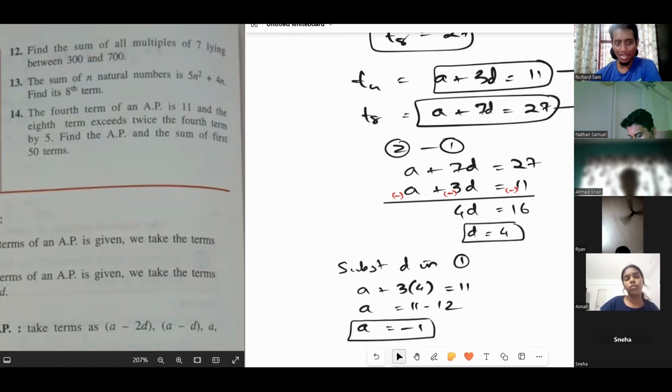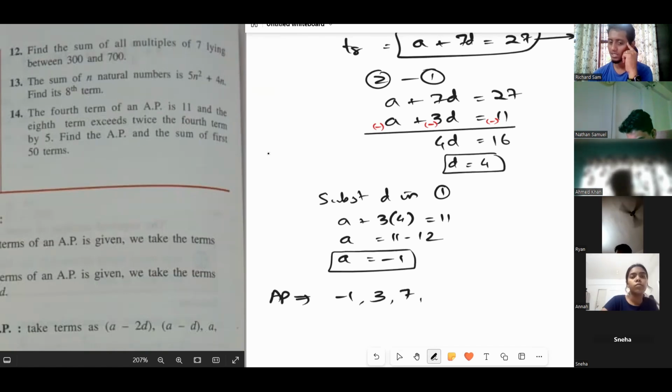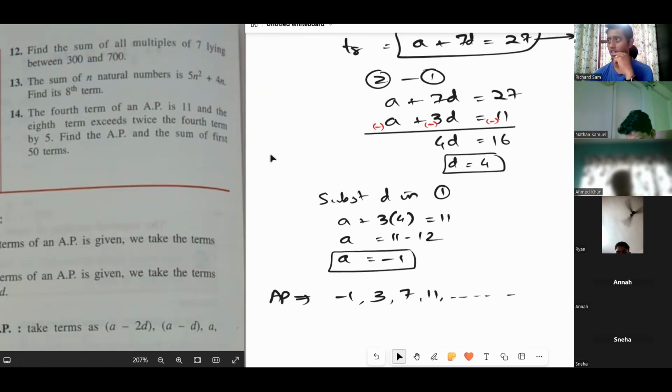So they're saying find the AP and the sum of the first 50 terms. So first you write the AP. What will be your AP? First term is minus 1. Second term will be plus 4 to it: 3. Again plus 4 to that: 7. Again plus 4 to that: 11. And so on. This is your AP. Understood? Anyone has any doubt in finding the AP?